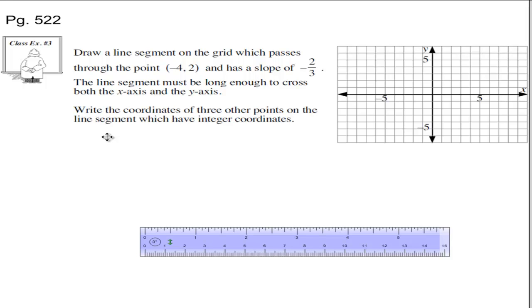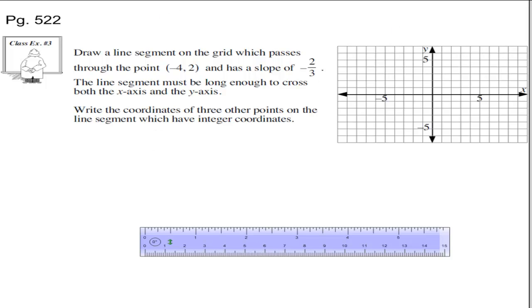Page 522, class example number 3. We have to draw a line segment on the grid which passes through the point (-4, 2) and has a slope of -2/3. The line segment must be long enough to cross both the x-axis and the y-axis, and we have to write the coordinates of 3 other points on the line segment which have integer coordinates.